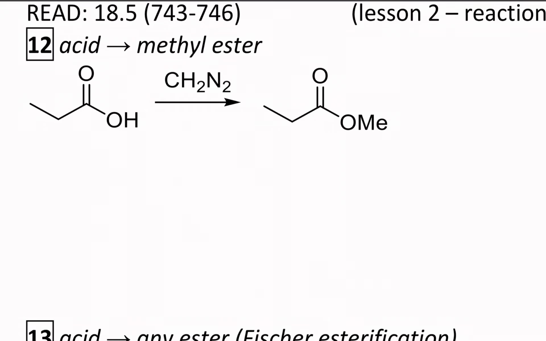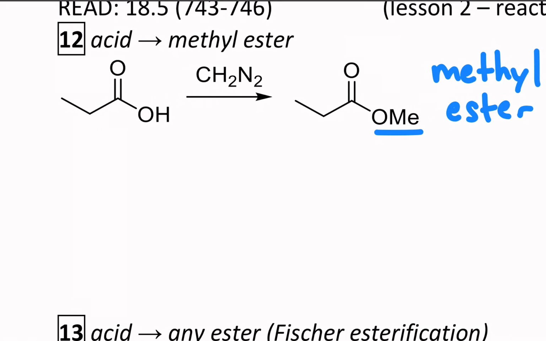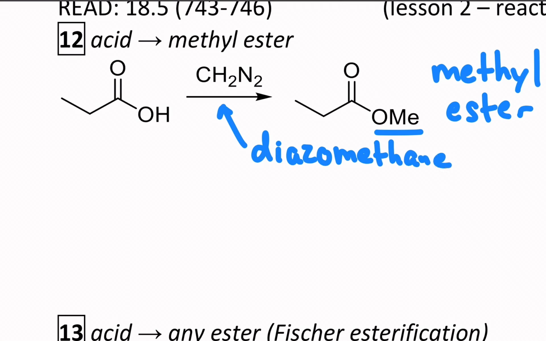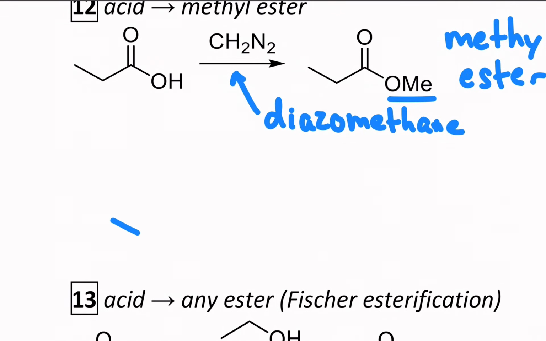This specifically makes a methyl ester, so this is a very specific reaction that we're going to start off with. The methyl ester means you just get an O-methyl directly attached to the carbonyl, and involves a reagent known as diazomethane. It's a very reactive little molecule that you have to make in situ, meaning you usually make it right before you use it. To show how this works, let's redraw the carboxylic acid.